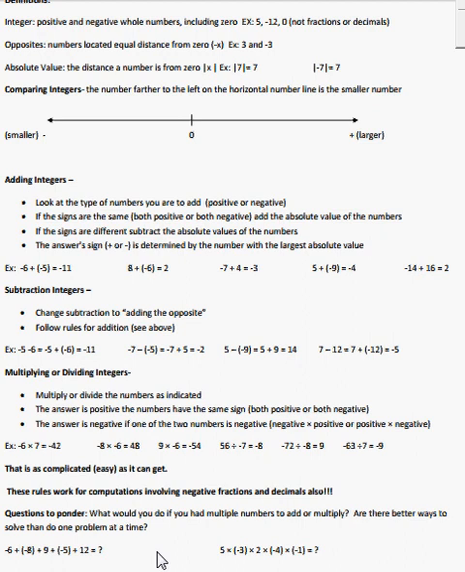So, what would you do if you had multiple numbers to add or multiply? Are there better ways to solve or do these problems? I want you to try the last two problems at the bottom, remembering your order of operations and the rules for adding, subtracting, multiplying, and dividing integers.